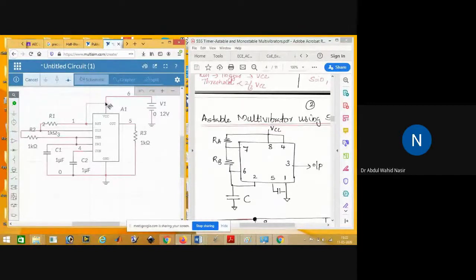Now it's okay. Now the circuit is complete. We were missing one wiring. So pin number 8 and 4 are shorted, where 8 is VCC and 4 is reset. You can see reset and VCC shorted. Then you have one resistance, RA, or here R1, between pin number 8 and 7, where 8 is VCC and 7 is discharge.